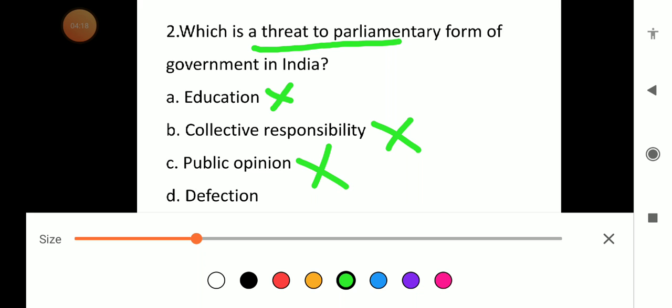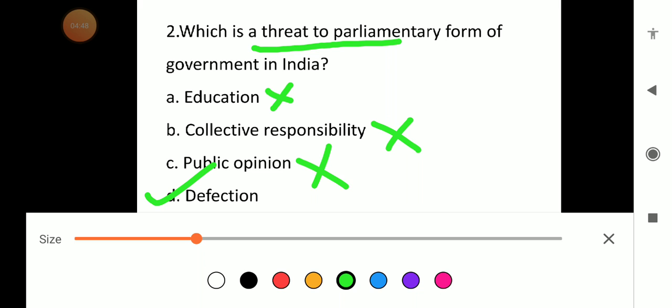So what is the threat? Defection. Defection is basically a sort of system in which a certain number of MLAs or MPs disassociate themselves to form another party or join another party. Through this they are able to scramble the government and can bring it down in this way.